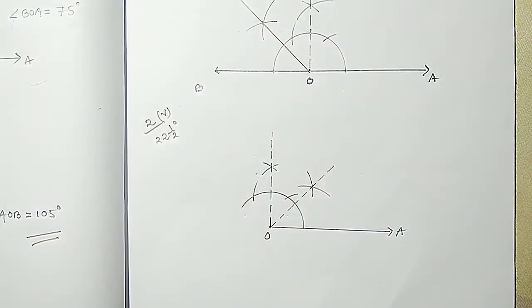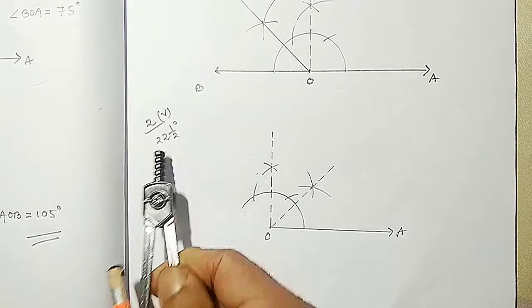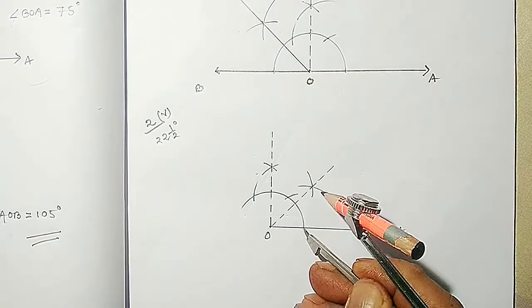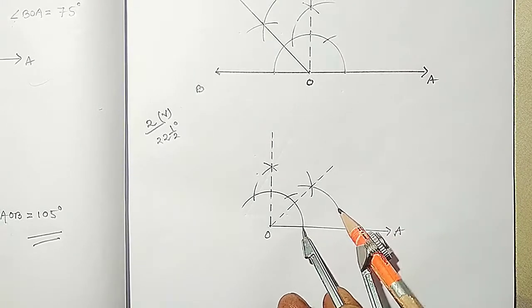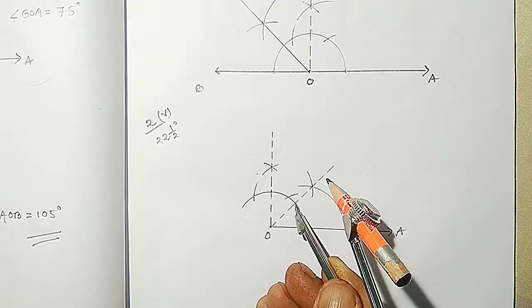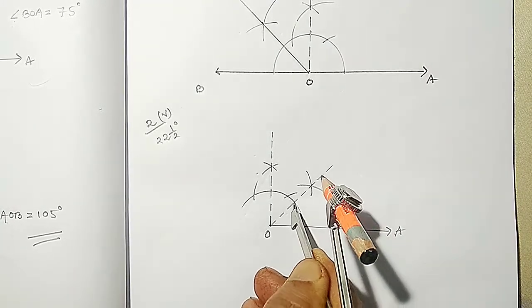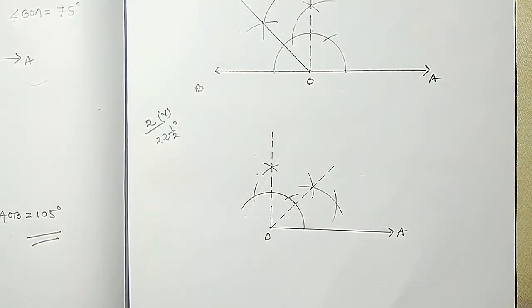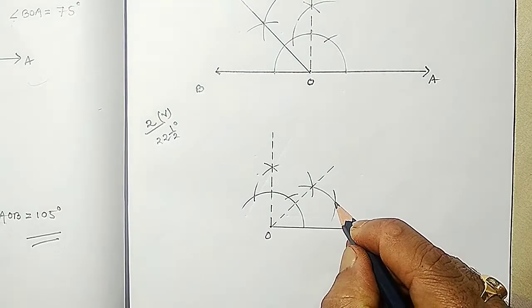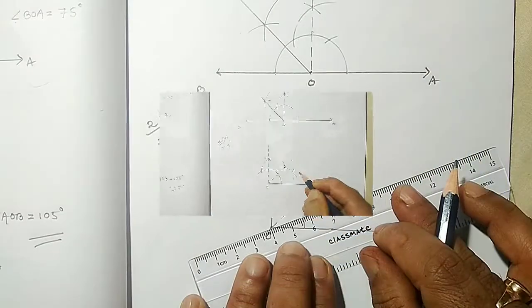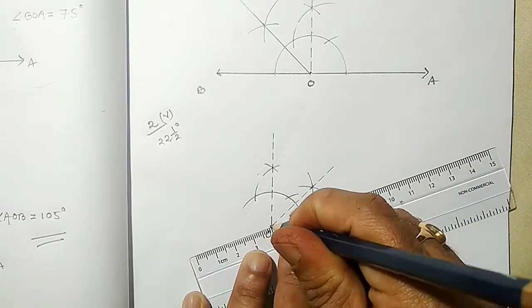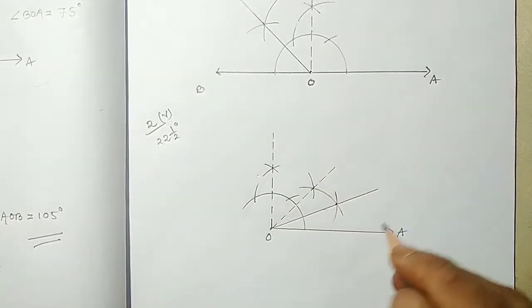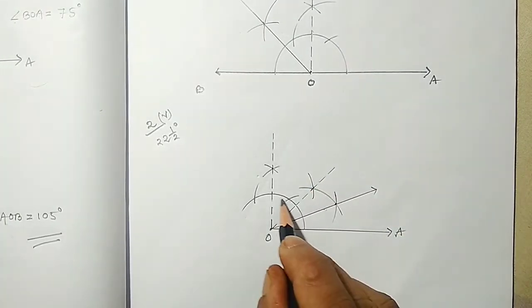Clear? Now I have drawn 45 degree. Since we have to draw 22.5, I have to bisect it again from this point, mark here, and from this point, because this one is 45, I have to cut again. The point where these 2 arcs intersected, this point, I am going to get 22.5 degrees, because this whole angle is 90.